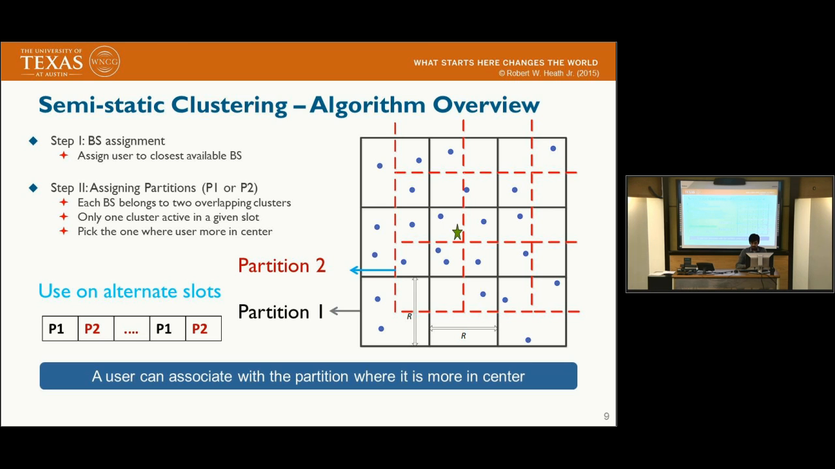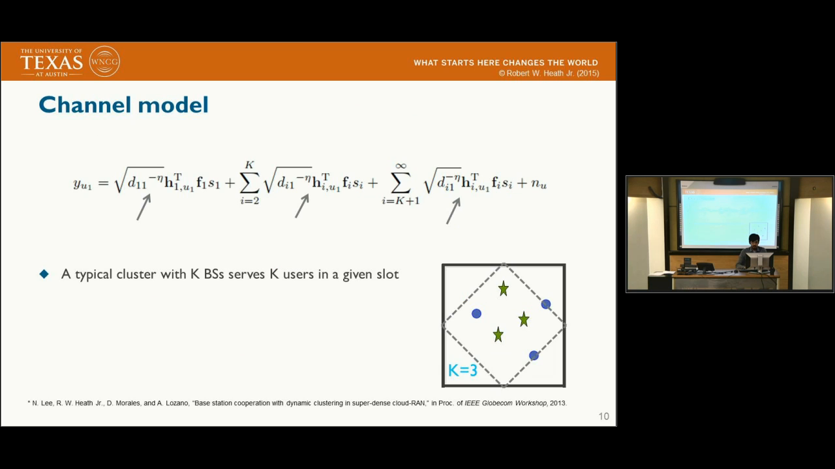In the next section, we will go through the channel model at the user and the type of cooperation we are assuming. Here on the right is just a snapshot of a cluster from a partition, and k denotes the number of base stations within a cluster, which is a random variable because of the Poisson topology for the base stations. Here we could see 3 base stations serving 3 users. Now for a typical user, this is the equation for the received signal.